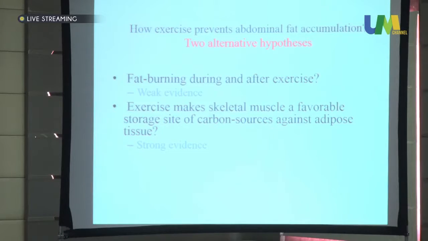Okay, let's come back to the important question. How does exercise prevent abdominal fat accumulation? There are two alternative hypotheses. The first hypothesis: fat burning during and after exercise. The second hypothesis: exercise makes skeletal muscle a favorable storage site of carbon source against adipose tissues.